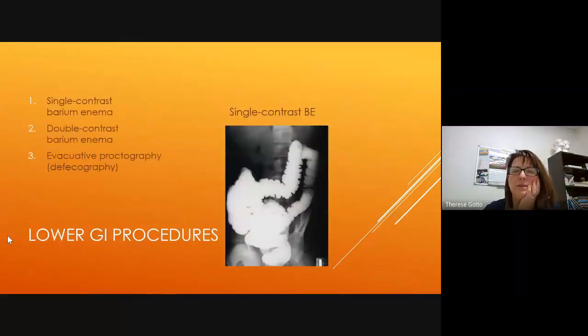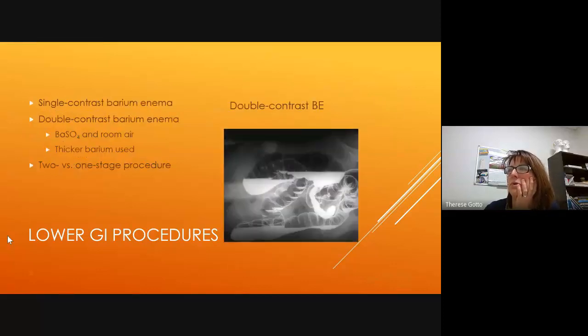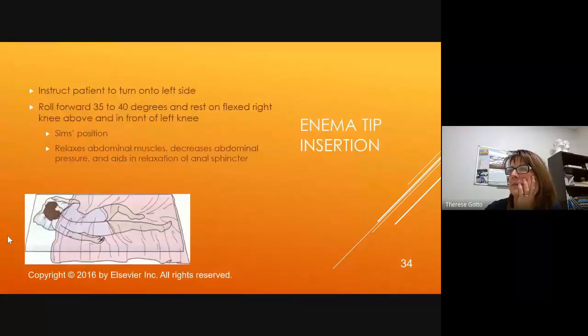Remember what the position is called for inserting a tip into the rectum. This is the Sims position. They'll be turned onto their left side, usually prone. Roll them to 35 to 40 degrees. Rest them on their right flexed knee and bring that up. This is the Sims position.